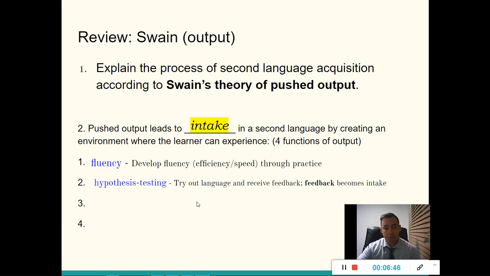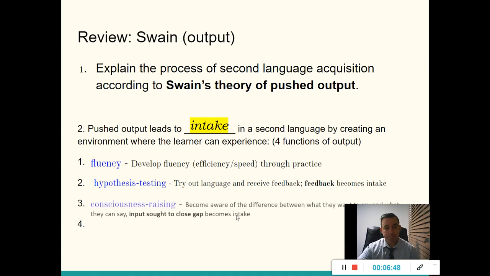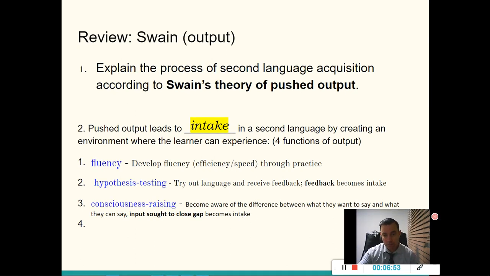And another function of output for Swain was consciousness raising, which has another phrase that goes with it. And that phrase, of course, is noticing the gap. So through the process of producing output, which is happening here as a result of the teacher pushing output, perhaps, the student becomes aware, the language user becomes aware of what they can say and what they want to say.